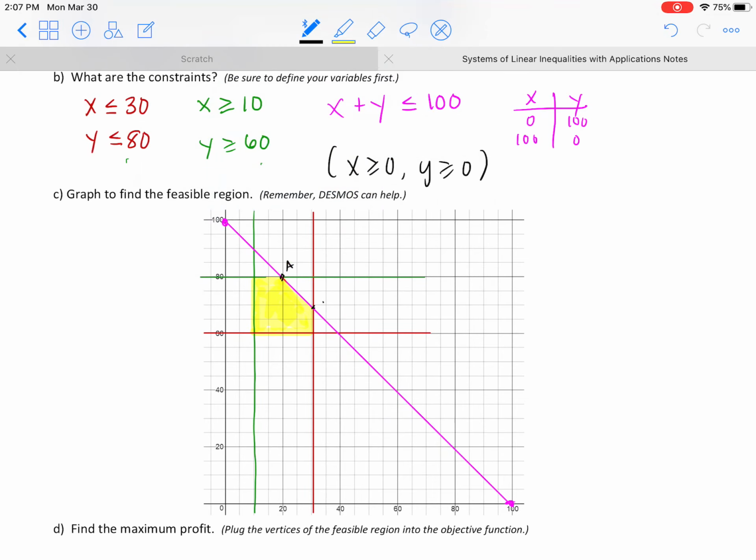Call this 1. Or maybe not numbers. Let's use letters. Let me call this one A, this one B, C, D, and E. Okay? So what are the coordinates for A?